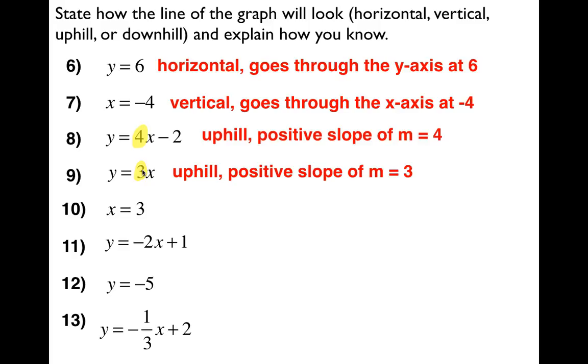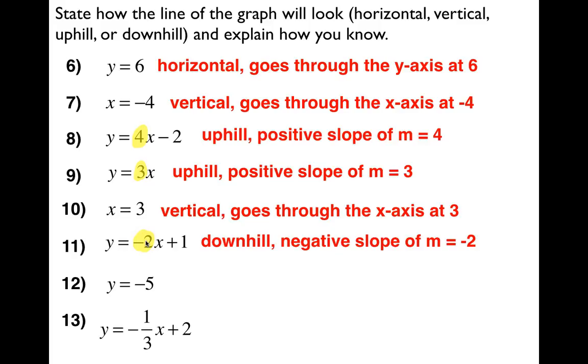Okay, so let's go over some of the answers. For number 10, it's going to be a vertical line. How do you know? It goes through the x-axis at 3. Number 11, here, since the slope is a -2, it's going to go downhill. Why? Because the slope is a -2.